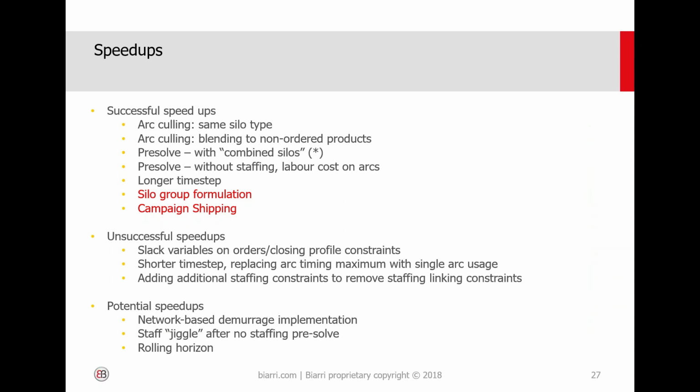So a lot of the successful speed ups that we tried were things around arc culling. If they had the same silo type, there's no point in moving grain between them. We also had arc culling blending to non-ordered products, so that in terms of delivery order, we could remove those arcs. We could pre-solve the solution with a combined silo approach, grouping silos together and solving it together. We could pre-solve the problem without staffing and simply add labor costs on the arcs. We could also use longer time steps. However, there's a trade-off in terms of accuracy when you do use longer time steps.